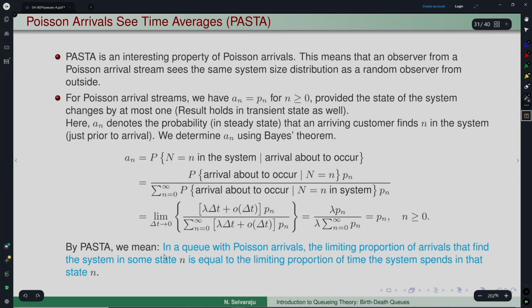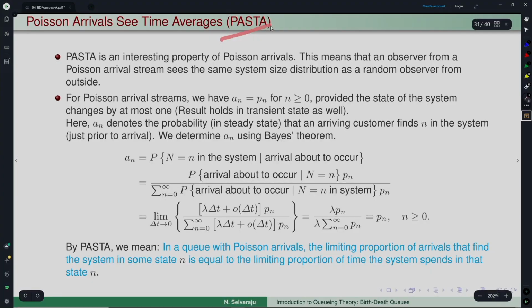So, by PASTA, what we mean is that in a queue with Poisson arrivals, the limiting proportion of arrivals that find the system in state n, which is this An, is equal to the limiting proportion of the time the system spends in that state n, right. The proportion of the time the system spends in n is what is Pn. So, the equality of these two is what we mean when we say the PASTA property.